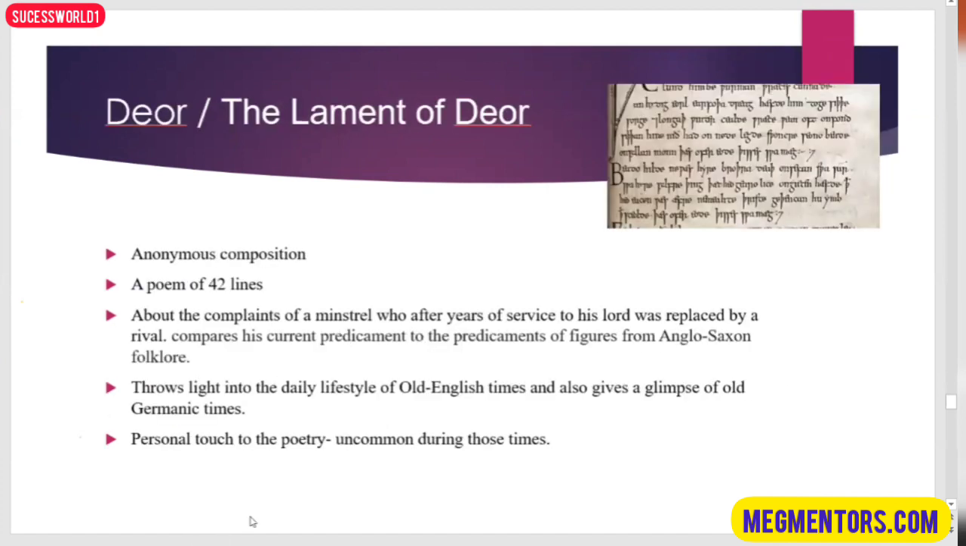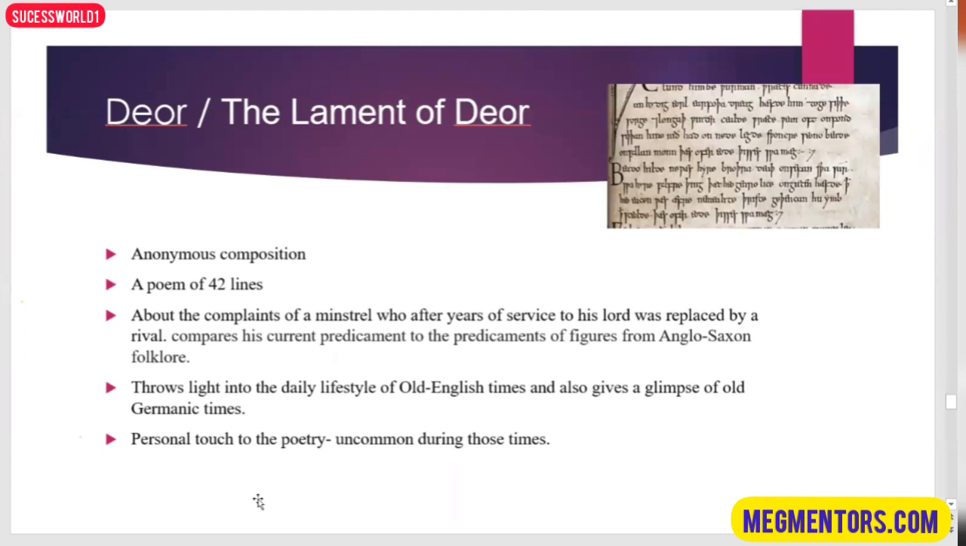And then quickly we move over to Deor, the Lament of Deor, which is a very important work from the Old English period. Mostly whatever poems have been discovered from that time are anonymous. So even this is an anonymous composition, a poem of 42 lines. It is about the complaints of a minstrel who, after years of service to his lord, was replaced by a rival. So it is a very personal poem in that sense.